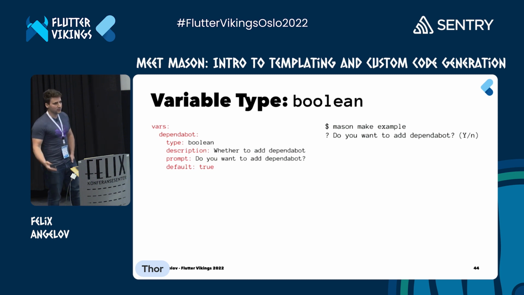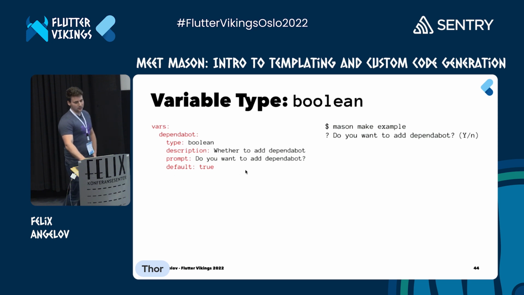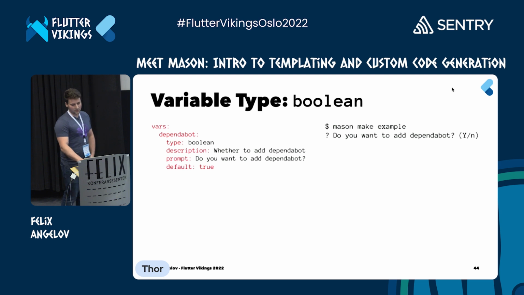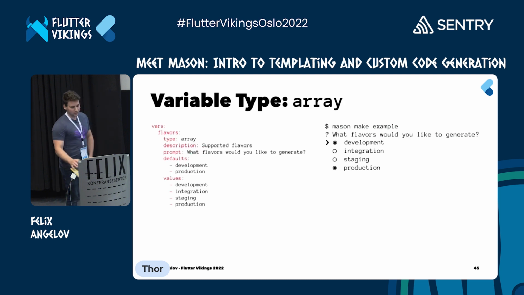So you can have a variable that's dependabot with type boolean. The prompt will get used by Mason when someone runs mason make if they're prompted. The description will get used when someone runs mason make --help or -h. And then you can have a default value. By default, it will be false. In this case, we're overriding the default value. So with this setup, if someone runs mason make, they'll see, do you want to add Dependabot? The Y is capital since that's the default. And that's all there is to it.